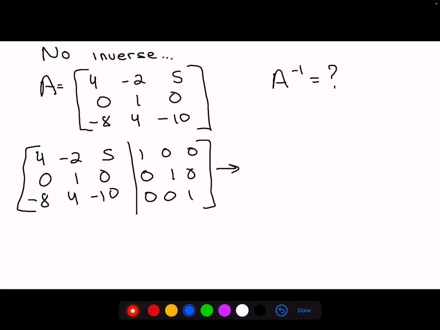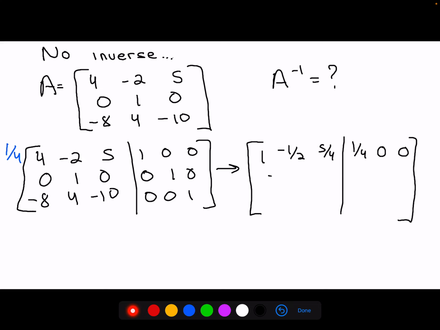I think I took the first row and multiplied by 1/4 to begin. I want to go ahead and get that 1 up there. So I got a 1, a -1/2, a 5/4, then I got a 1/4, a 0, and a 0. So far, so good. I noticed my second row is kind of nice to me. I already have a 0 and a 1 and a 0 there. I'm going to leave that alone. So I'm going to take my first row, multiply by 8, and add that to the third row.